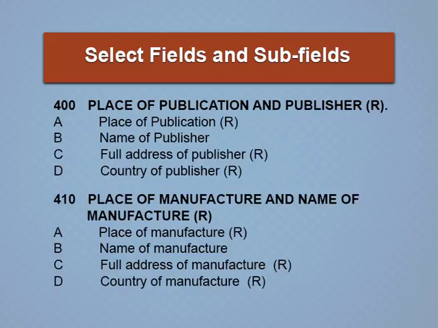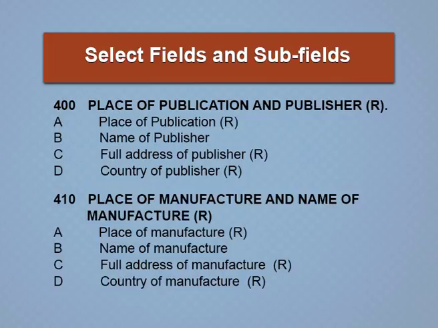It means the 400 as a whole you can repeat. Under 400 the subfield A you can repeat, but name of publisher is not a repeatable field. Full address of the publisher is a repeatable field, country of the publisher is also a repeatable field. So, in the manual itself you will get what subfields are available against a particular tag or field, and whether the field as a whole or the subfield is repeatable or not. So, you need to follow this kind of structure inside your CDSICs database.